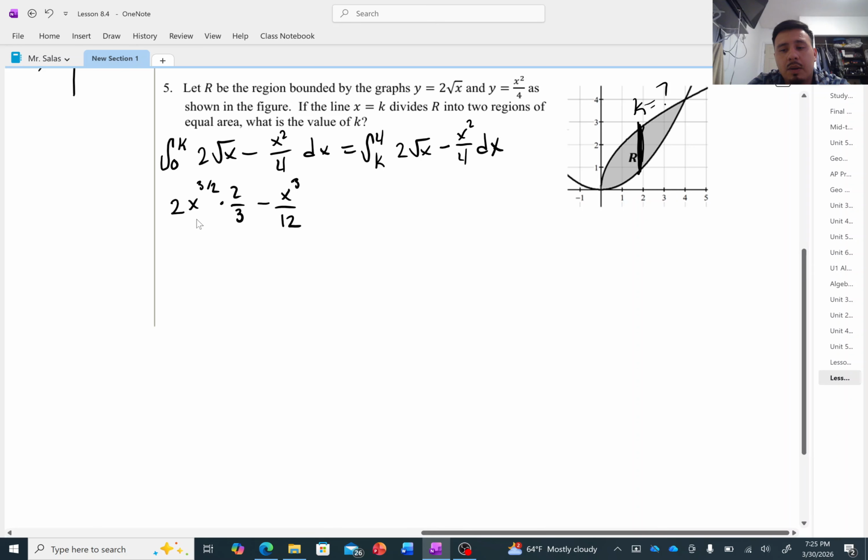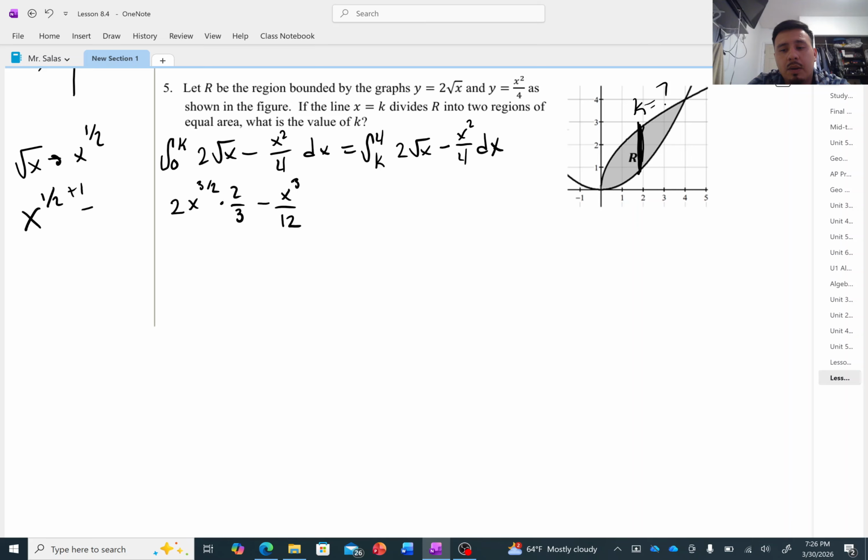So how did I get this chunk here? If you remember, the square root of x is the same thing as x to the 1/2. For the antiderivative, I take x to the 1/2 and add a 1 to the exponent, which gives me x to the 3 halves. But then I have to divide by 3 halves. I don't want a fraction as a denominator, so I multiply by the reciprocal. I get 2/3 times x to the 3 halves. Okay, that's why I got that. Some of you may have had that question, so there you go.